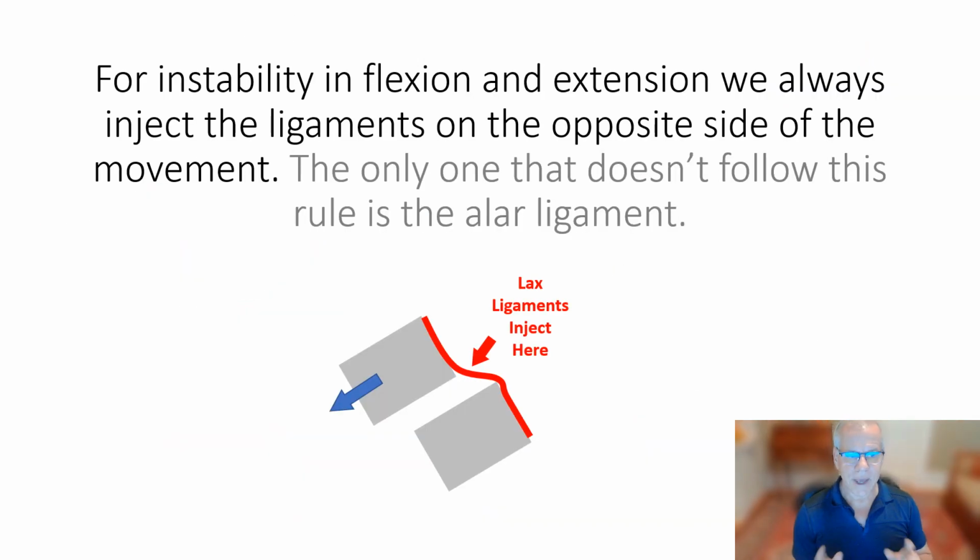So before we get started, for instability in flexion and extension, we always inject the ligaments on the opposite side of the movement. So for instance, if we've got one bone going that way, on the other, we're going to inject the ligaments on the other side. Now the only one that doesn't follow this rule is the alar ligament, and I'll get into that a little bit more as we get to that particular issue.